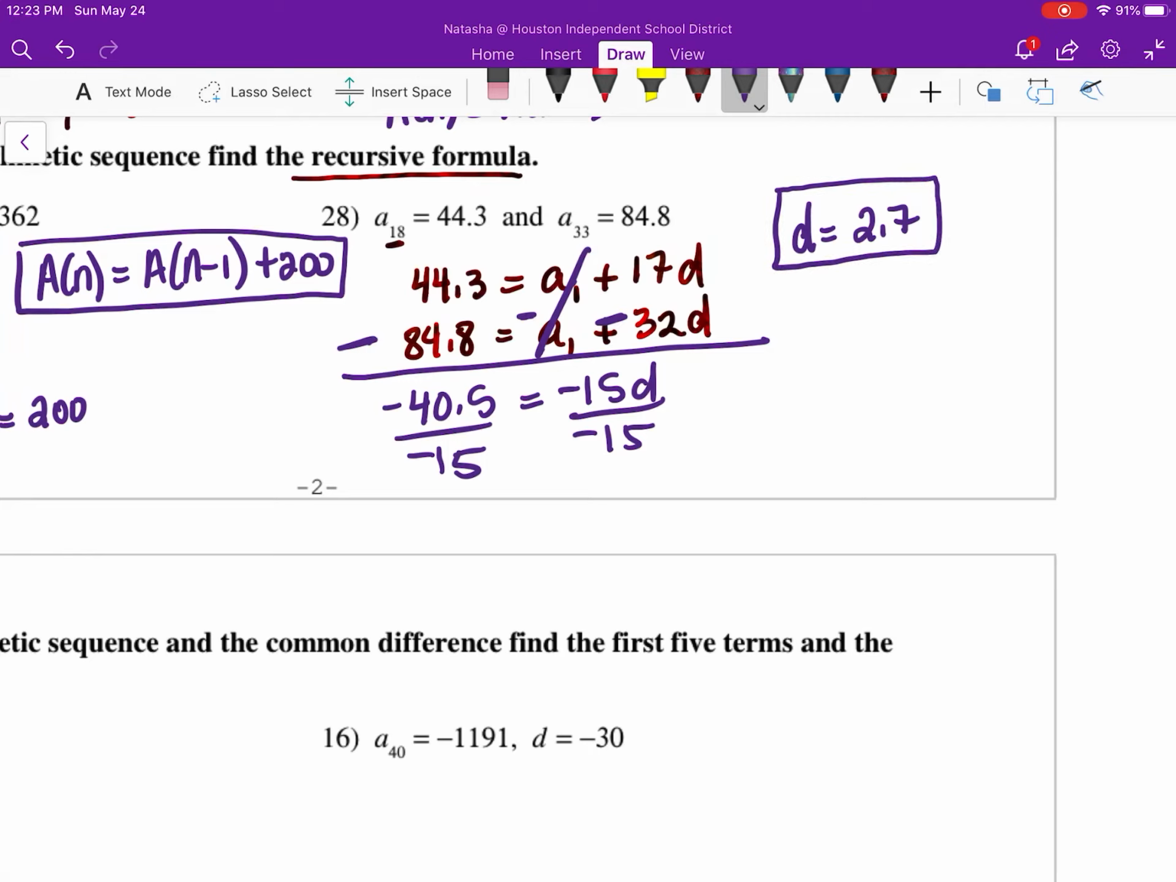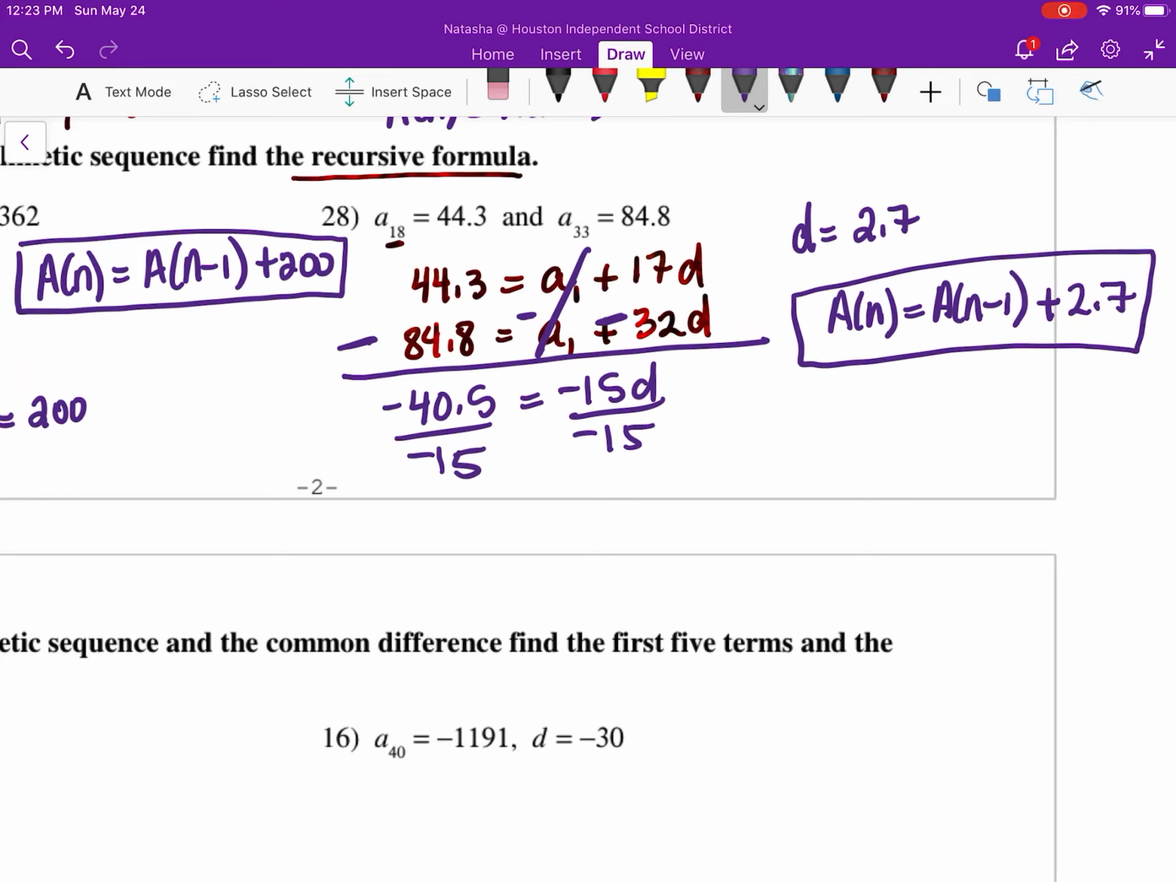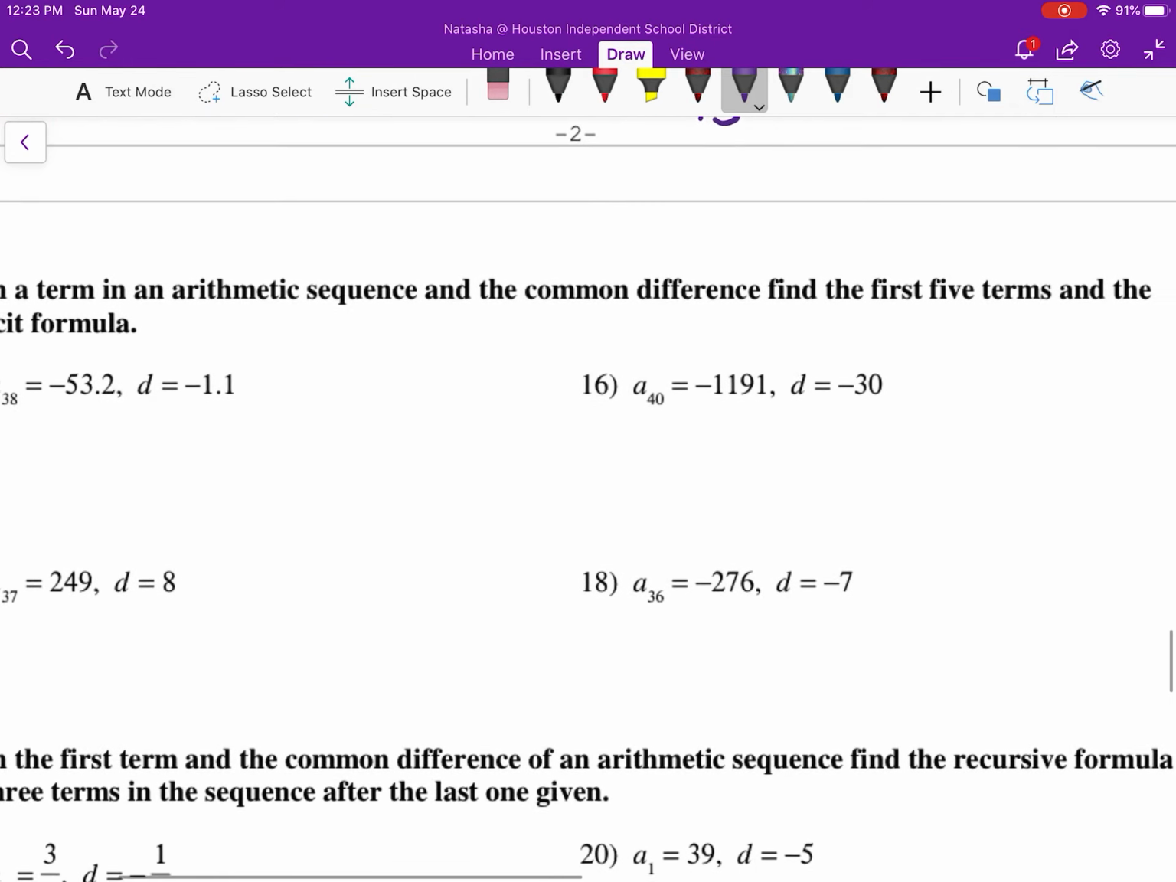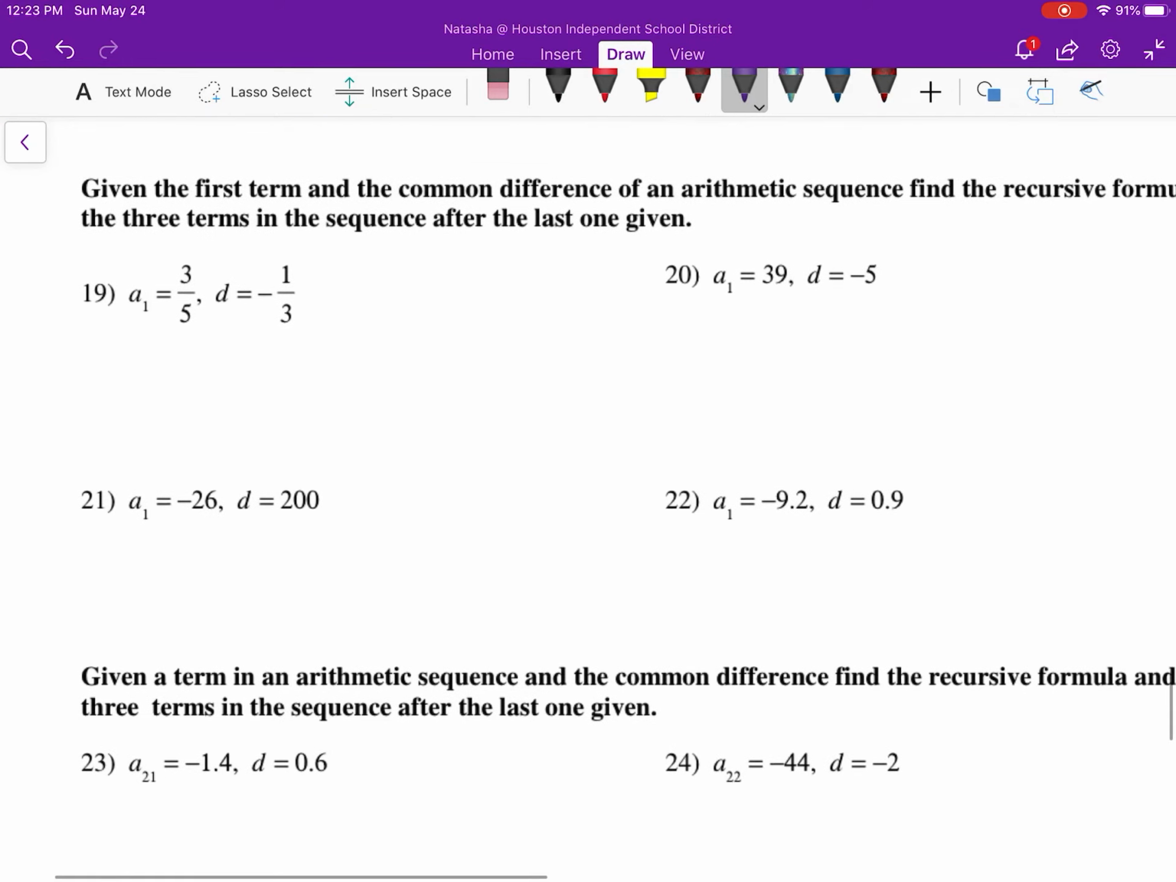27 over 10, but they're wanting you to have a decimal. So our answer, whoops, we're not done yet. We need to write this as a recursive formula. So our a sub n is going to be equal to a sub n minus 1 plus 2.7. Now we have written our recursive formula.